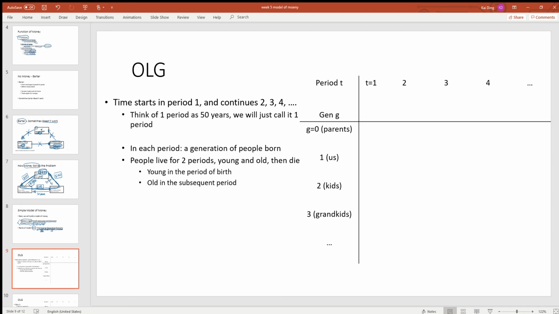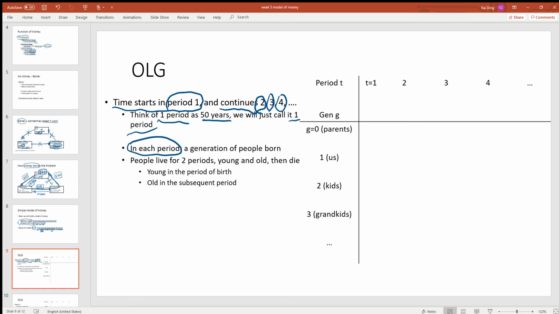So in overlapping generation model, time starts in period 1, and then it continues period 2, period 3, period 4, and so on. Time never ends. You can think of a period as 50 years, but in the model, we're just going to call it one period. What happens in each period?